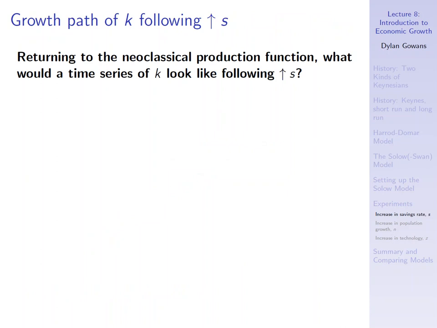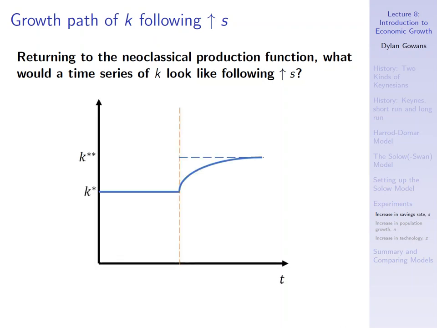Okay, what if we wanted to draw a time series now of these variables? We're returning now to the neoclassical production function. What would a time series of little k look like following this increase in the savings rate, little s? Well, it would look like this. Up until this point where s increases, k is stable. It's not increasing or decreasing. This we saw. This is just the equilibrium. Suddenly, at this point here, this orange line, s increases.